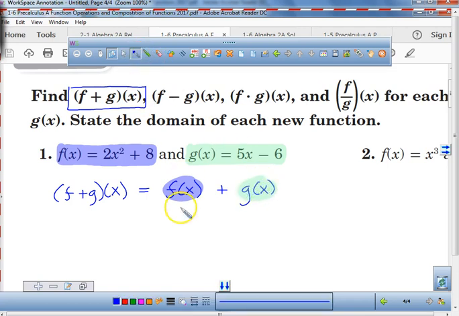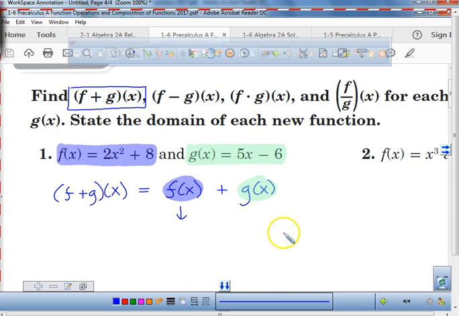And then Emily's going to tell me what f of x is equal to, because I know she's going to get it right. X squared plus 8. All right. And now, I'm going to ask Raymond what g of x is equal to, because I know he's going to get it right. It's equal to 5x minus 6.